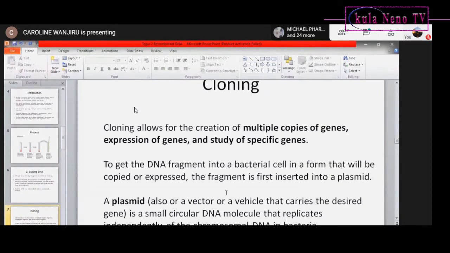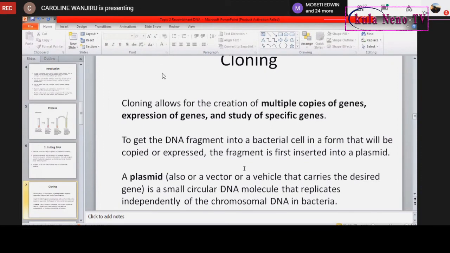If you want maybe to put it somewhere and do experiments, then you already have your DNA. So to get the DNA fragment into a bacterial cell in a form that will be copied or expressed, the fragment must first be inserted into a plasmid. That one we have said. So that is the second step.